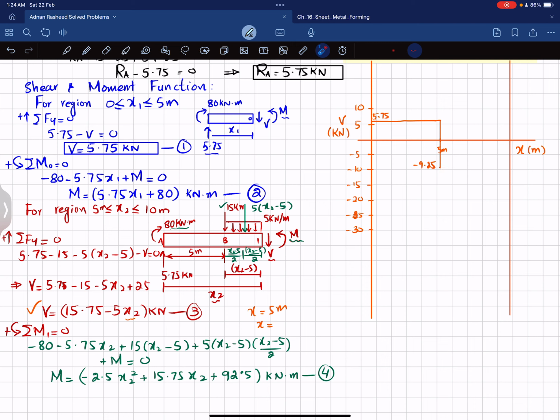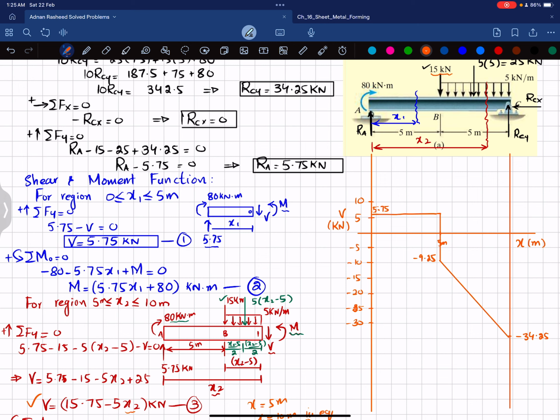X is equal to 10 meter in equation 3. So we will get V is equal to minus 34.25. So minus 34.25 will be somewhere here. And again you can see that this distributed load is a 0 degree line. So bending moment, shear force will be 1 degree higher and slope will be decreasing. So we can join them by using a straight line. So this will be your shear force diagram.